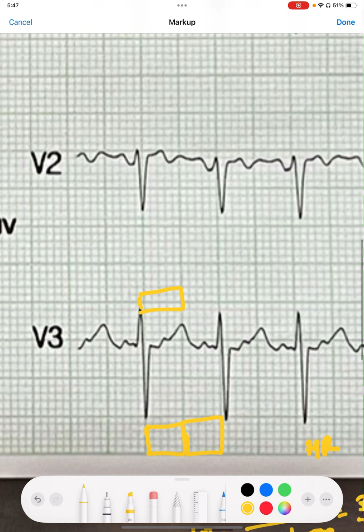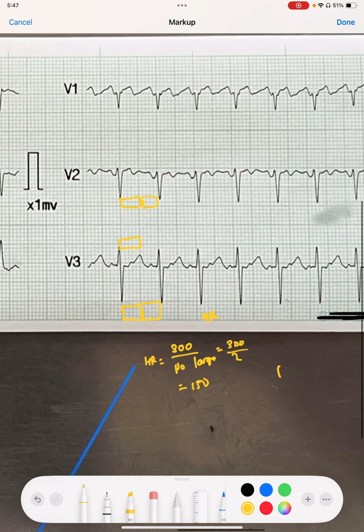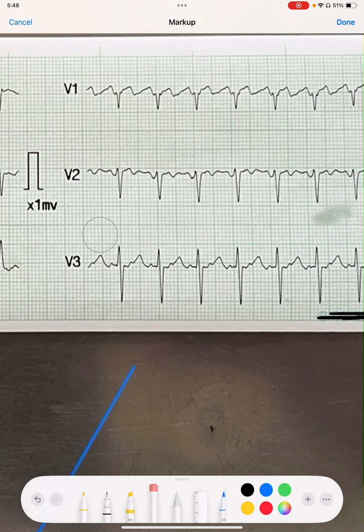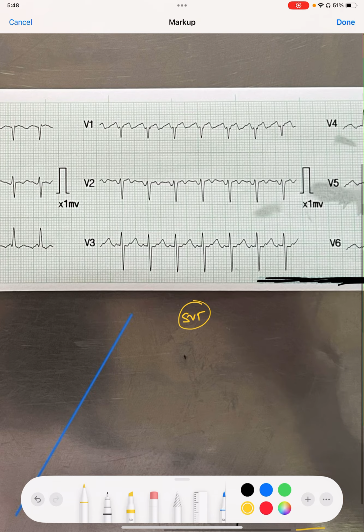We can see the same thing here, that there are two large boxes, and the second calculation is 1500 divided by the total number of small squares. As there are two large boxes, and one large box equals 10 small boxes, it is 1500 divided by 10, and it is 150. So heart rate is around 150. It means chances of it being sinus tachycardia or SVT, supraventricular tachycardia, are very high.